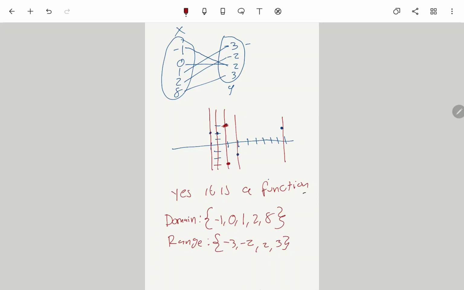Okay, in the next video we're talking about domain and range but with interval notations.